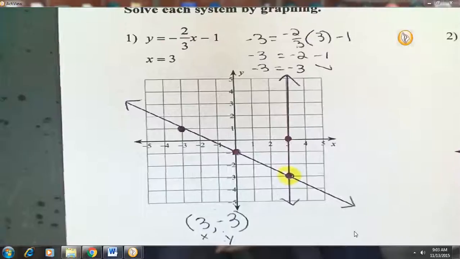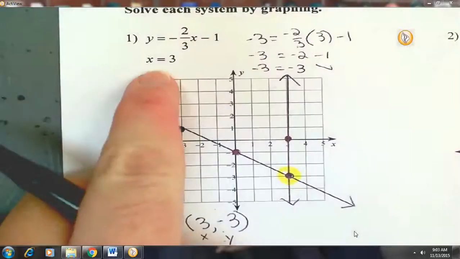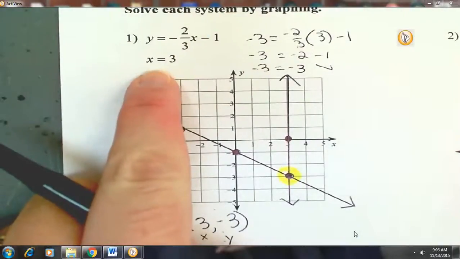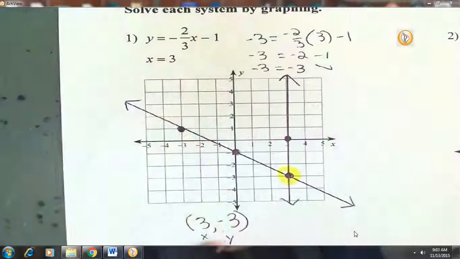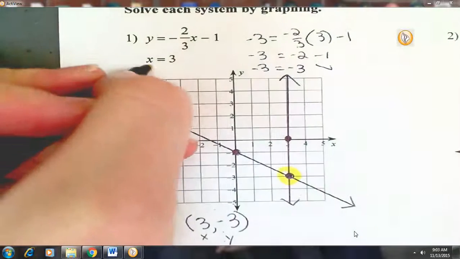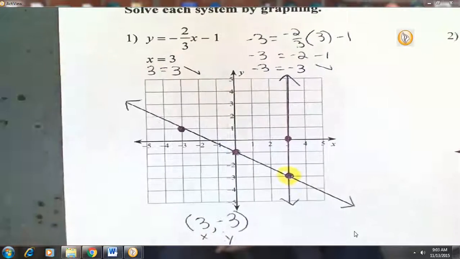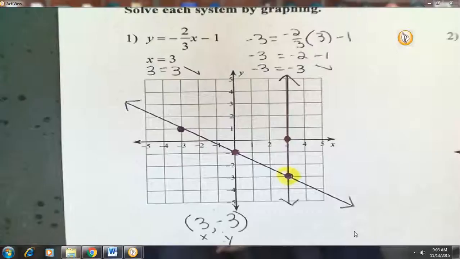So I know that it worked for the first equation. Try it in the second equation. In the second equation, the only thing we can put in is 3 for x. So I put 3 in for x. Of course, that's going to be true. It worked out. It should work like that every single time.